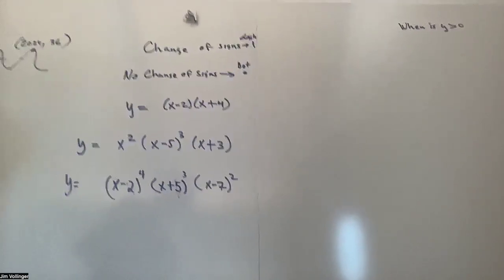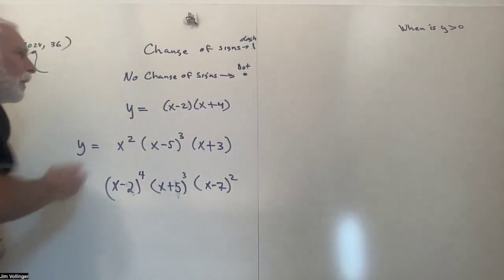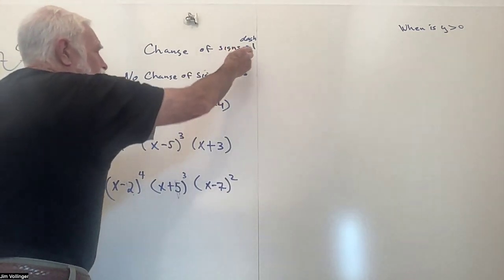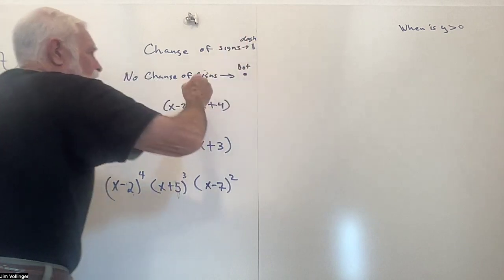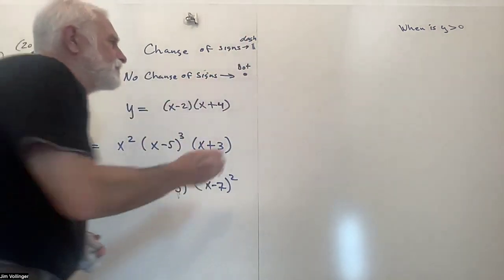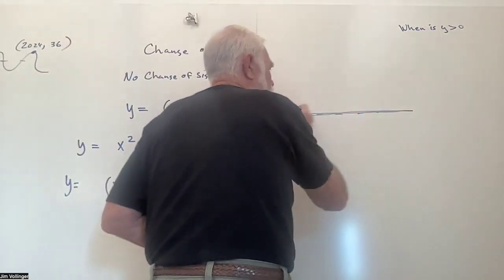All right, so for calculus, it's real important to learn how to graph these functions. So I like to use, when there's a change of signs from positive to negative or vice versa, a dash. And when there's no change of signs, I like to use a dot. So let's just get a dotted line here. Now let's just get a line.